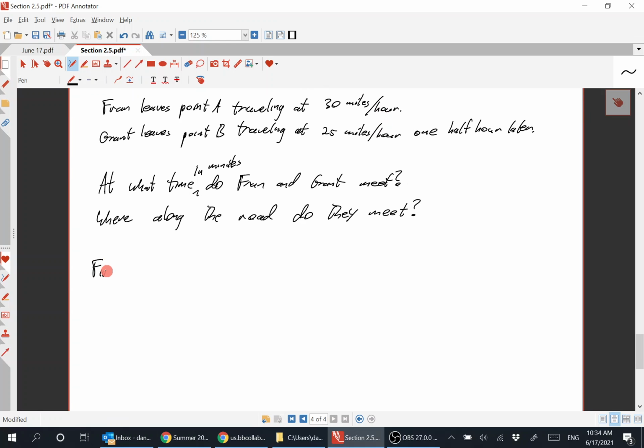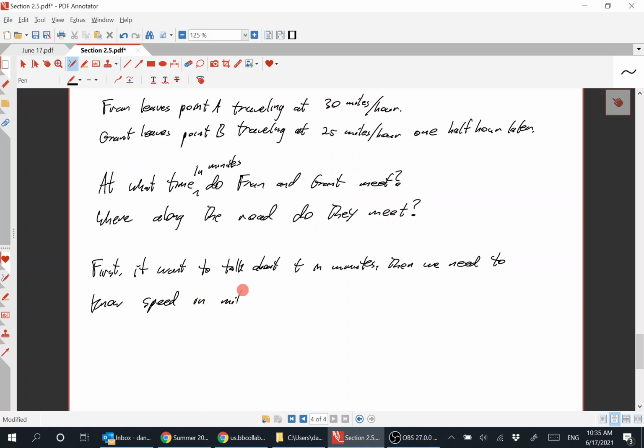Okay, so first, if we want to talk about t in minutes, then we need to know speed in miles per minute rather than miles per hour. So how do we do that conversion?